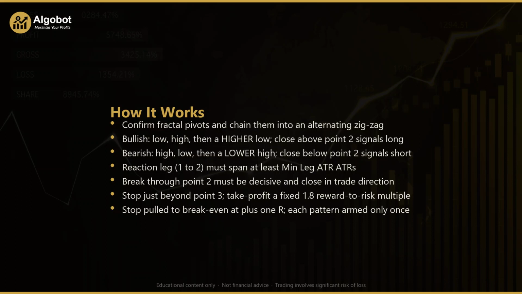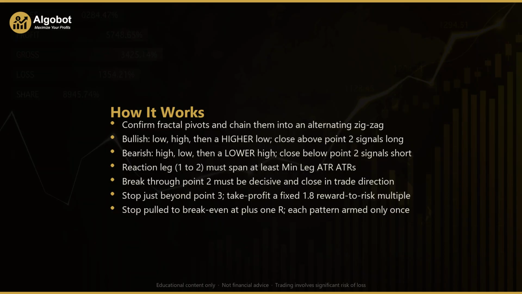The bearish setup is the exact mirror. Point 1 is a high, point 2 is a low, and point 3 is a lower high that shows buyers are losing ground. A close back below point 2 confirms the first lower low, and the approach signals a short.